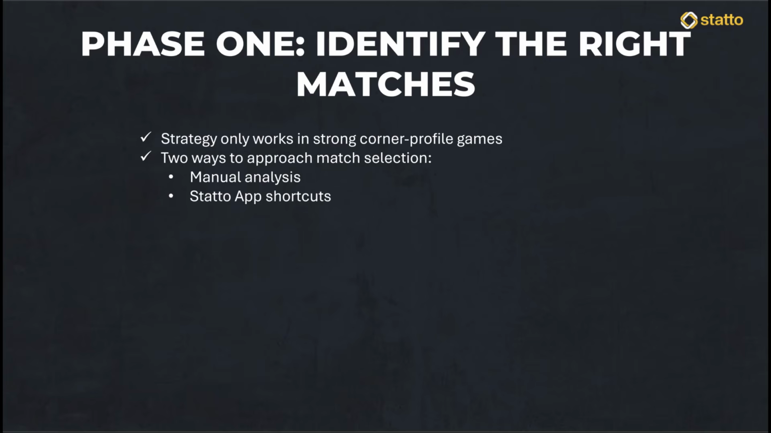The second option, and the much quicker route, is to use the Statto app. You can simply use the corners prompts to generate a short list of matches where the data already suggests strong corner potential.